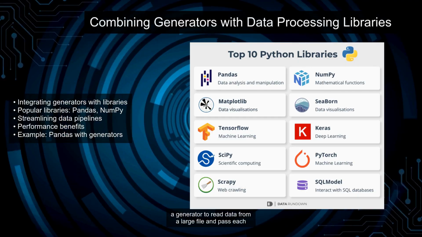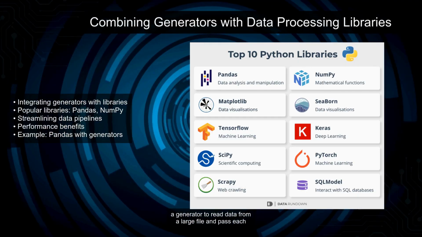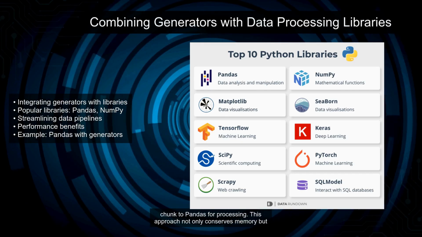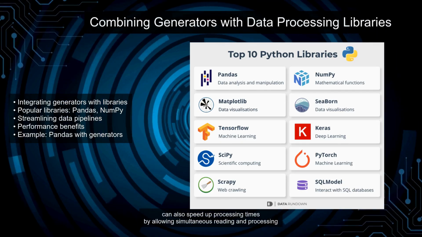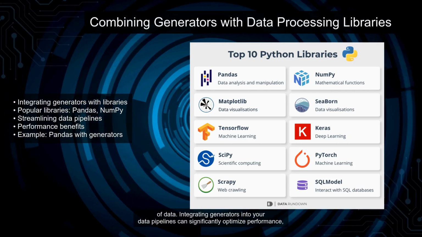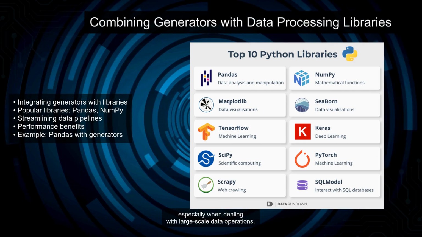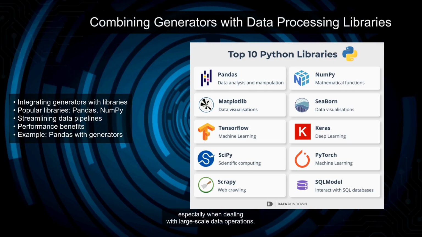For example, you can use a generator to read data from a large file and pass each chunk to Pandas for processing. This approach not only conserves memory but can also speed up processing times by allowing simultaneous reading and processing of data. Integrating generators into your data pipelines can significantly optimize performance, especially when dealing with large-scale data operations.